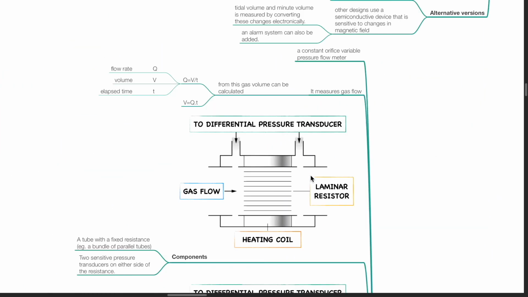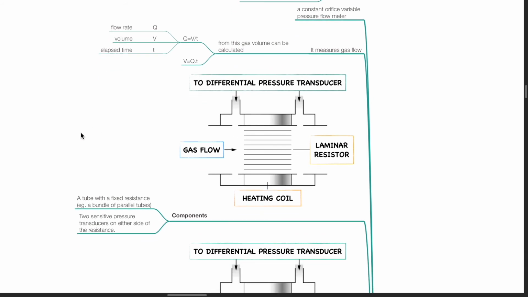Pneumotachograph. This is a constant orifice variable pressure flow meter. It measures gas flow. From this, gas volume can be calculated. Flow rate equals volume divided by elapsed time, and volume equals flow rate times elapsed time.